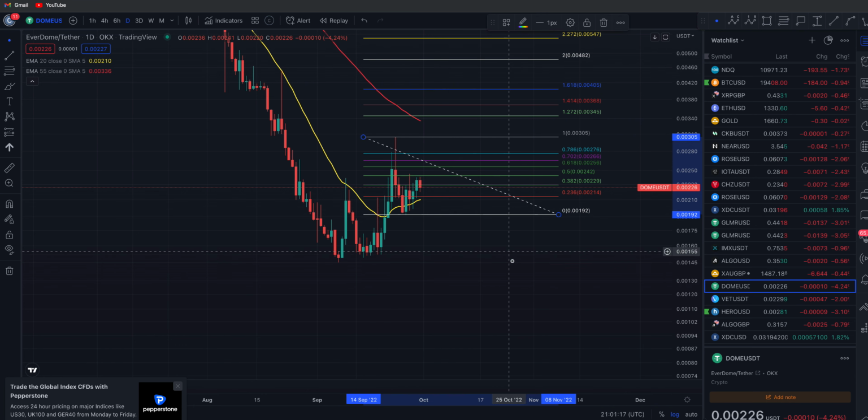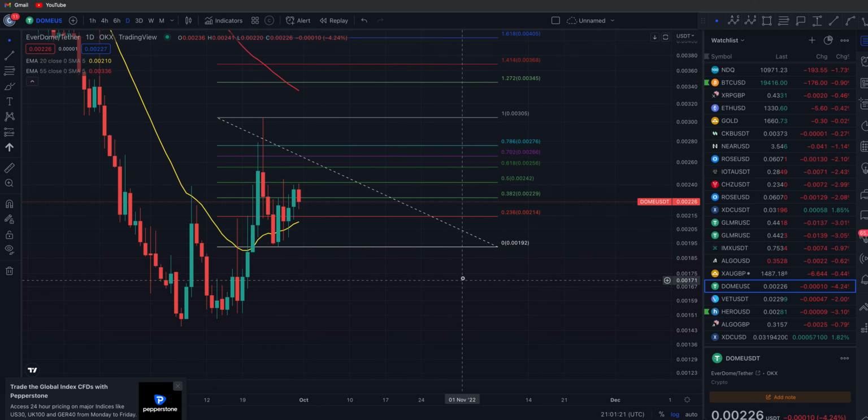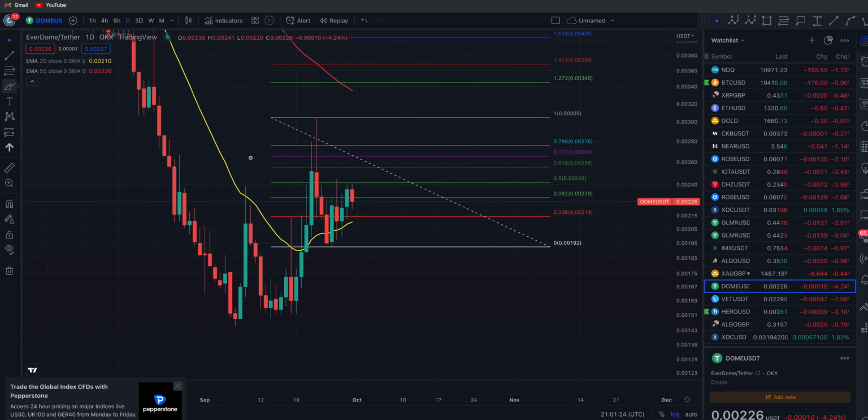Okay, we're trying to get back up to this high. What you can see straight away is that we're basically running into the 0.50 right now. Okay, the 0.50. Now, this is a key area of resistance. It's within the golden ratio of the fibs.